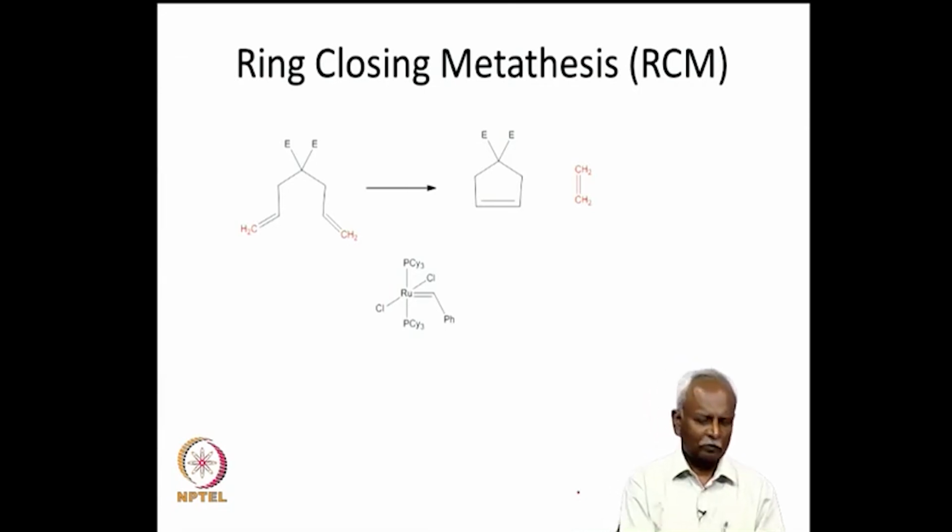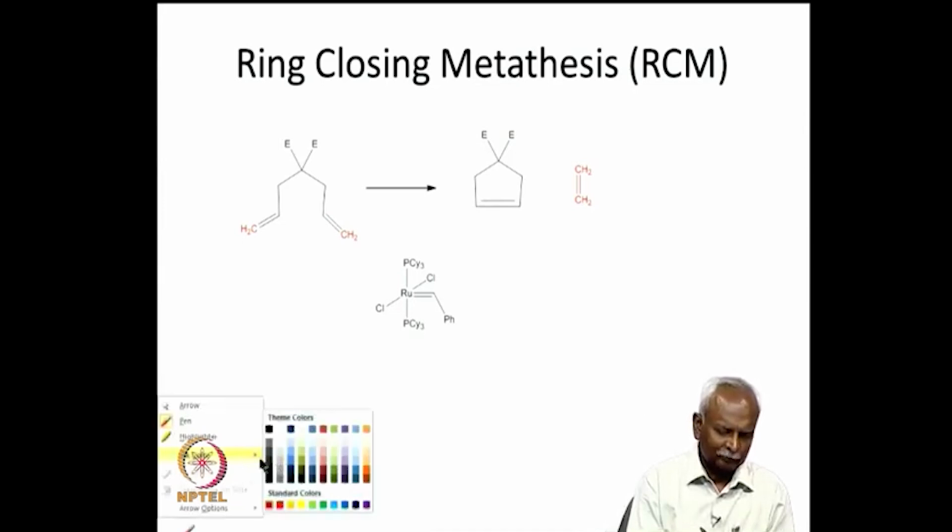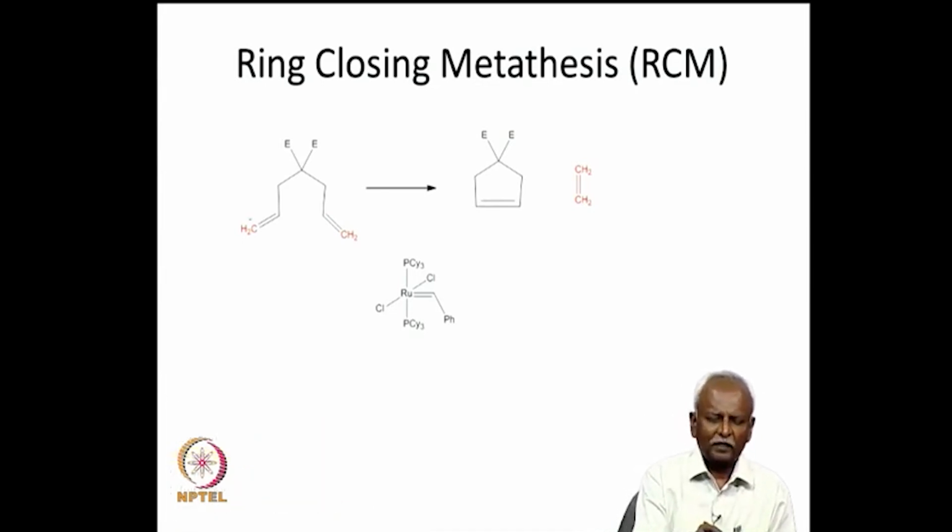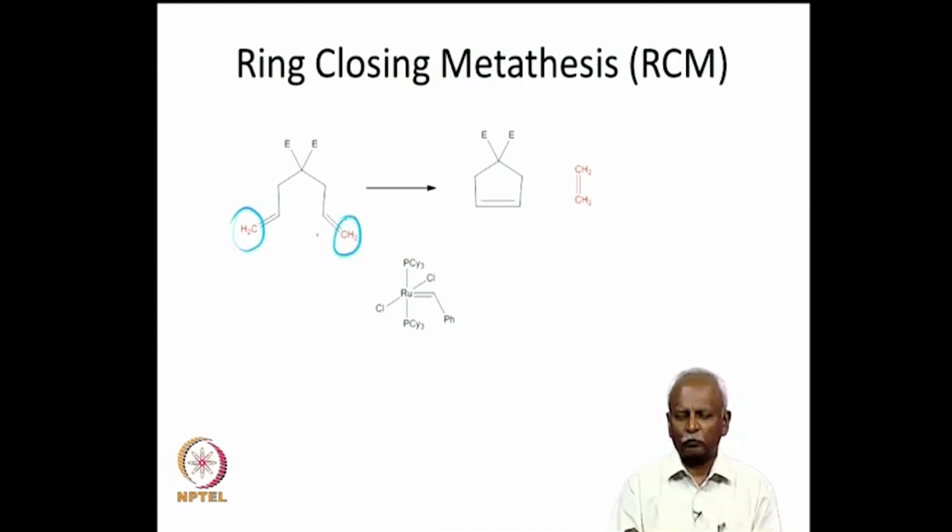So, basically what we are doing in this particular case is eliminating these two CH2 groups and forming ethylene. And as I told you earlier, elimination of ethylene is very often a convenient way of pushing the reaction from one direction to the other direction. So, this itself drives the reaction, because ethylene is a volatile species which can be eliminated from the reaction mixture.